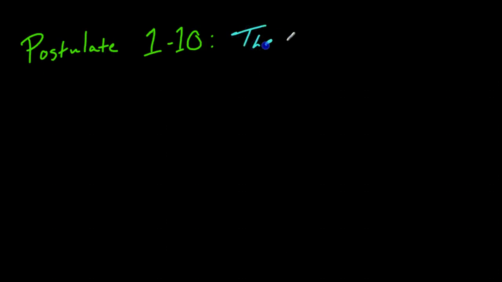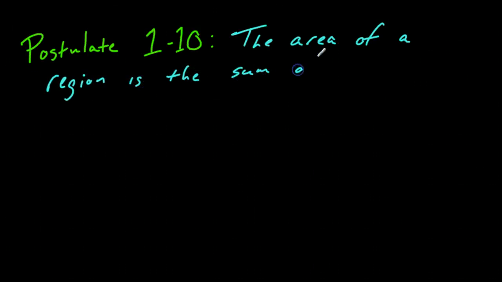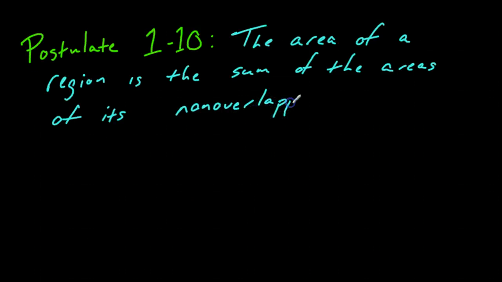Postulate 1-10, one that we will actually use a lot more frequently. The area of a region is the sum of the areas of its non-overlapping parts. Non-overlapping. It's a huge key here. It's non-overlapping, so areas can't kind of overlap each other. It's the sum of the non-overlapping parts. So we've got to add up all the different sections to get the grand area.